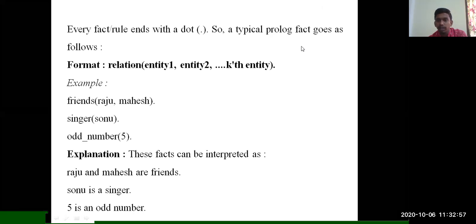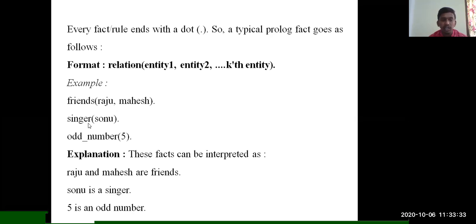A typical Prolog fact goes as follows. Here you can see the format or syntax according to which a fact or relation can be defined. For example, I can say friends of Raju, Mahesh. Here, friends is the predicate, and Raju and Mahesh are the two different persons. The relationship between them we identify using the given predicate. So it can be said that Raju and Mahesh are friends. That's my understanding from the given syntax.